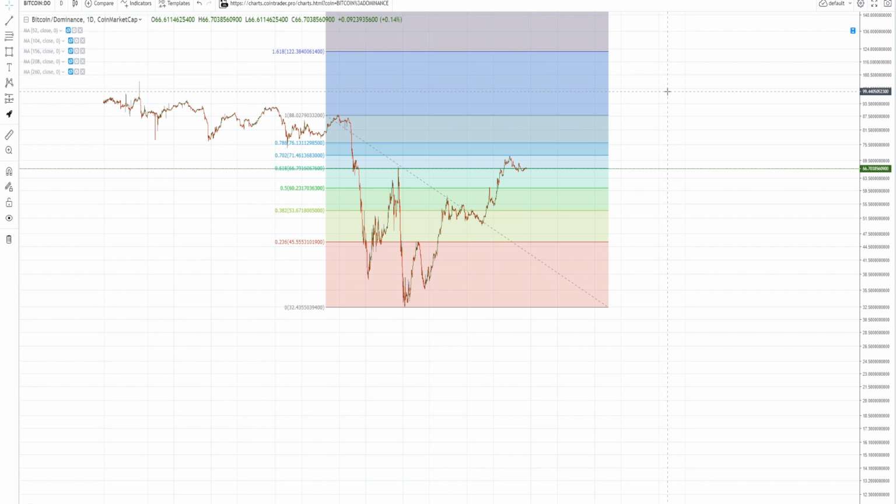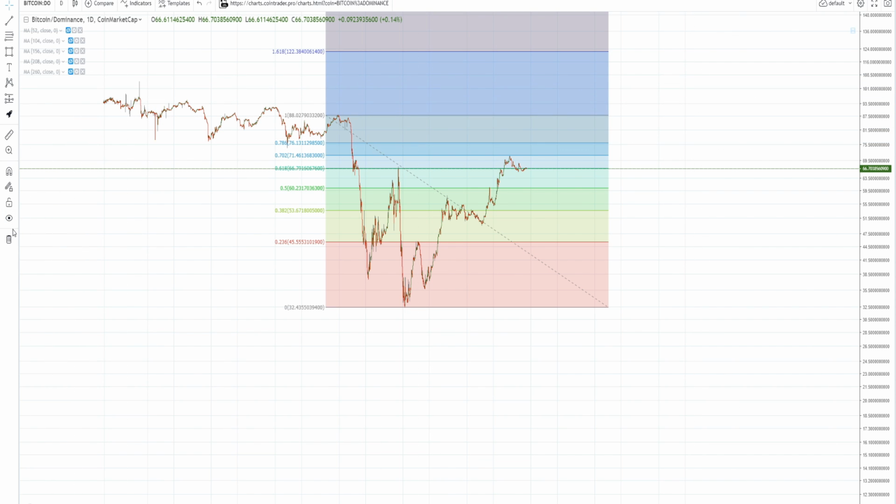So XRP Bitcoin, I wouldn't put too much emphasis on really being able to read that chart right now. I would say that it's likely that XRP is going to outperform Bitcoin due to the fact that Bitcoin has completed a 0.702 retrace and is likely going to make another leg down, but we just have to wait and see. So let's review everything that I just told you guys.